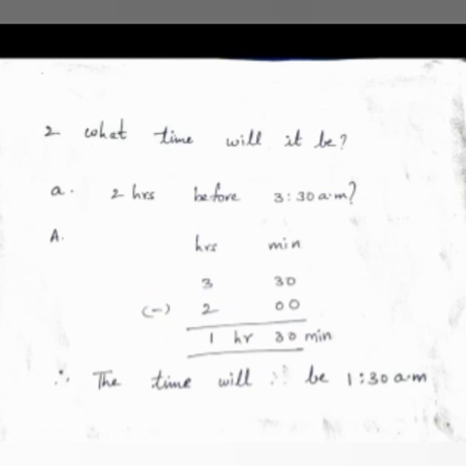Next we separate the hours column. 3 minus 2, how much will we get? 1. So what is the final answer we got? 1 hour 30 minutes. How can we write the time? Therefore the time will be 1:30 a.m.